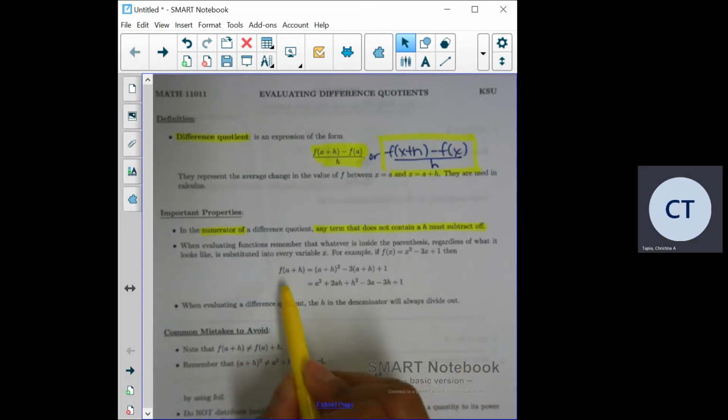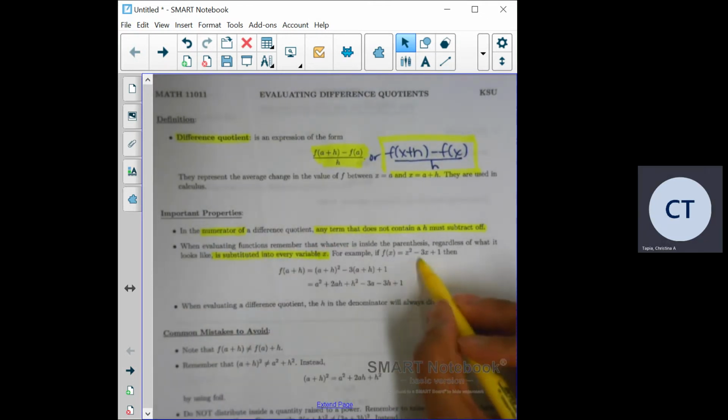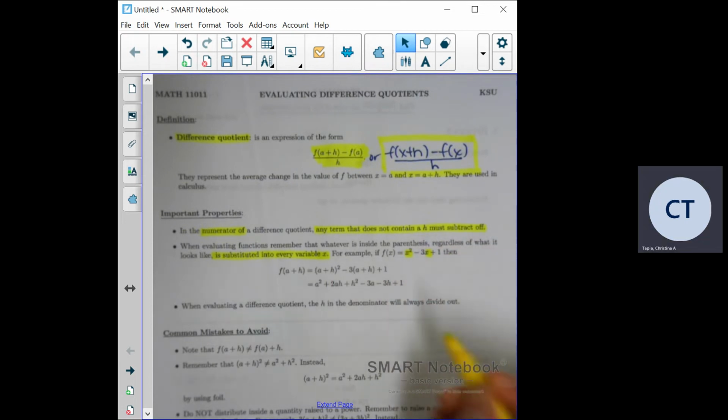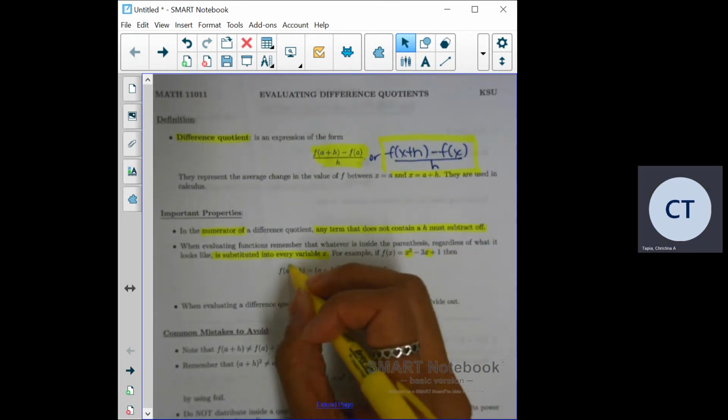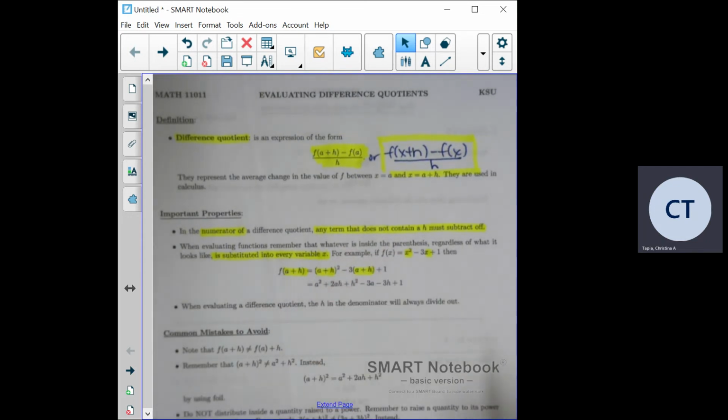When you're evaluating functions, remember that whatever is inside your parentheses, regardless of what it looks like, is going to be substituted for every variable x. So if I had this question here, notice that I have two x's. When I substitute, especially for this a plus h, I better substitute in for both of those x's. Wherever you see an x, I don't care how much you like it or don't like it, you have to replace it with whatever you're plugging in.